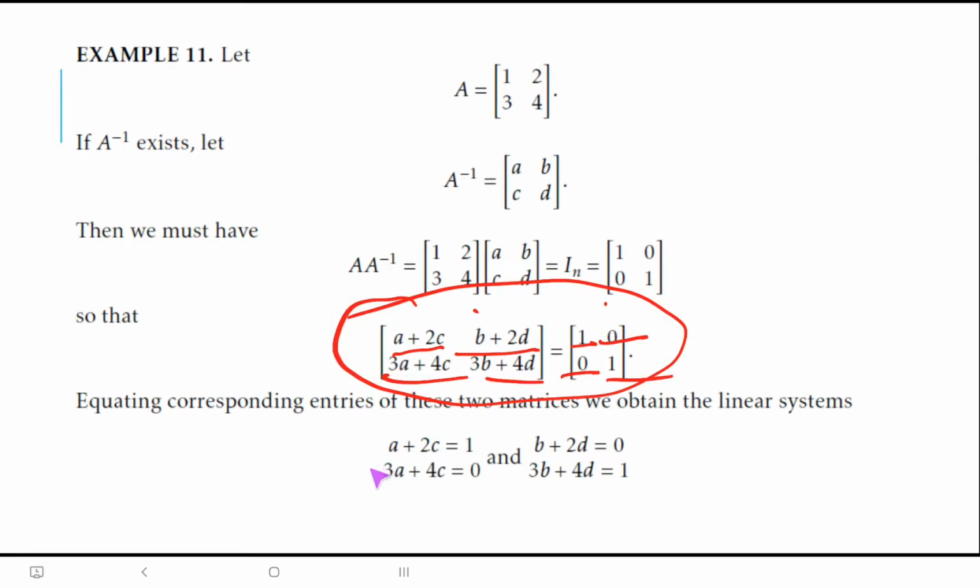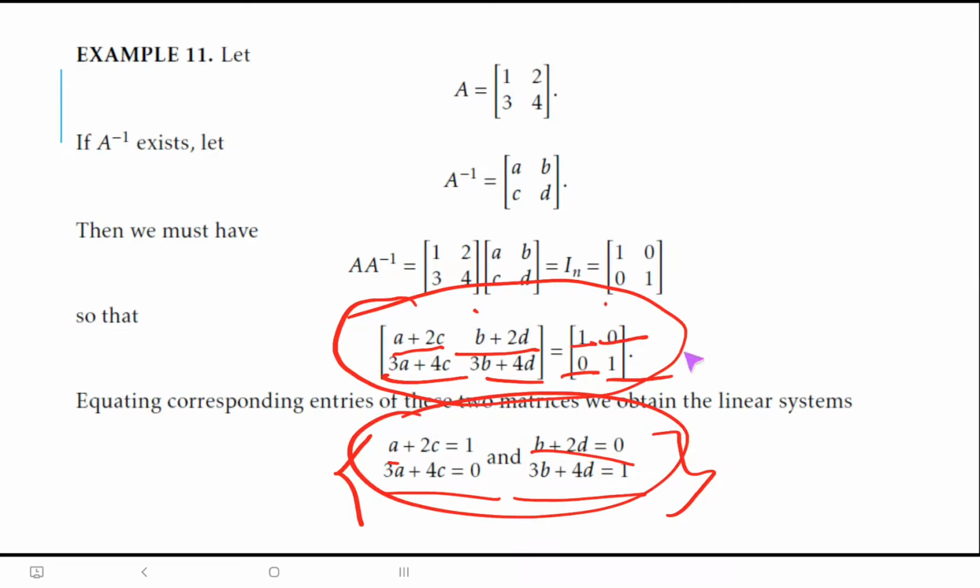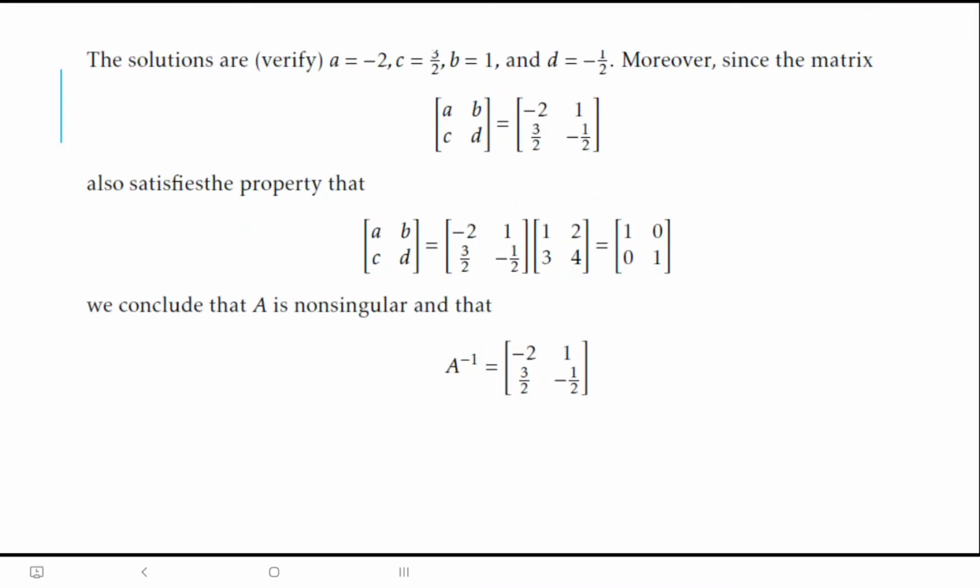So, we arrive with a system of 4 equations. So, kailangan nyo siyang isolve. Okay? Kailangan nyo isolve tong apat na to. And then, kung ano yung solve nyo na value ni A, B, and C, saka ni D, ipasok nyo lang siya dito. Yun na yung inverse nyo. Okay, so in this case, solving for A, B, C, and D, we get A equal to -2, B equal to 1, C equal to 3 halves, and then D is equal to -1 half.